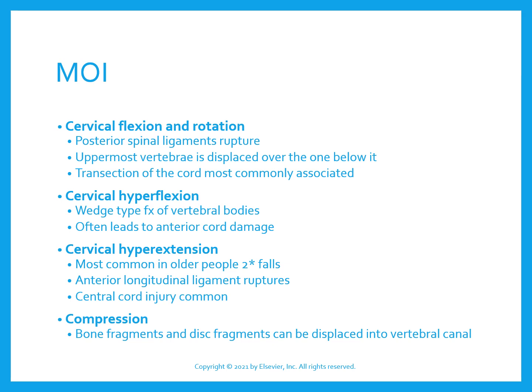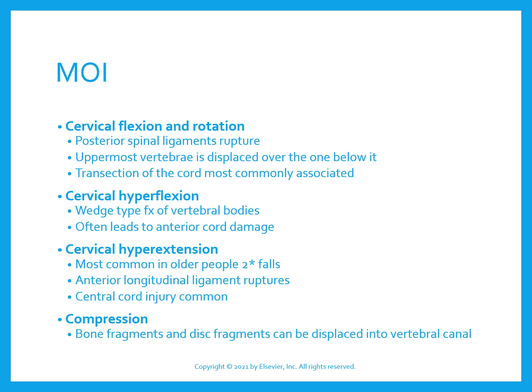The mechanism of injury can often influence the type of damage that occurs to the spinal cord, and based on the type of damage that occurs, that can also affect the location of damage and how that patient then will present. So patients who experience a mechanism of injury that involves cervical flexion and rotation typically experience posterior spinal ligaments rupturing. The uppermost vertebrae is displaced over the one below it, and we see transection of the cord most commonly associated. And so we'll typically see complete spinal cord injuries when we see transection of the cord.